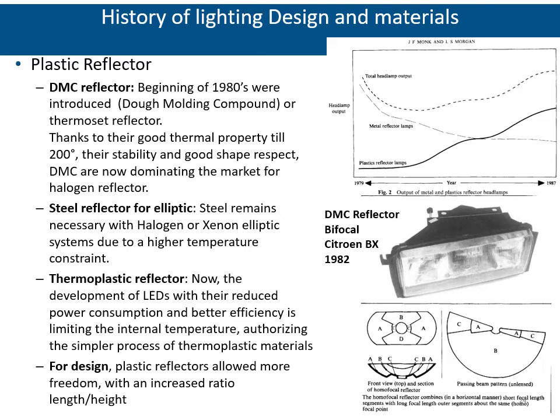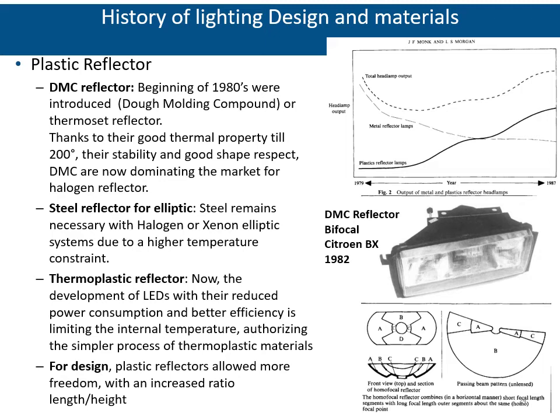The interest of thermoset reflectors is their good thermal property, because the temperature resistance is around 200 degrees Celsius. We have a very good mechanical stability and a good shape respect. Nevertheless, we need to have a varnish on the DMC reflector before metallization. Steel reflectors were still used during this period for elliptic systems. As for elliptic systems, due to the relatively small size of reflectors, the temperature is higher and DMC cannot really be used.